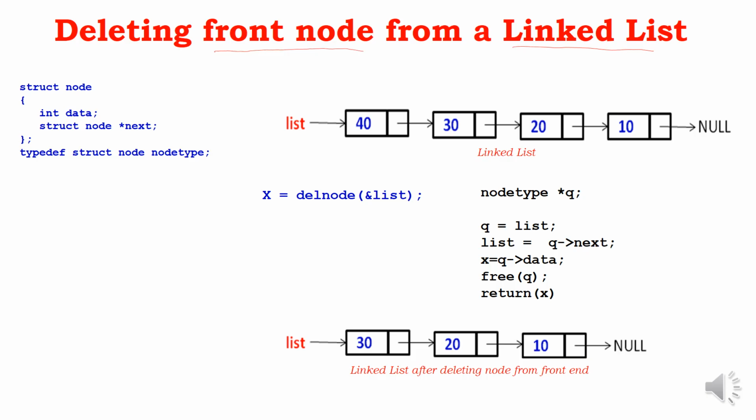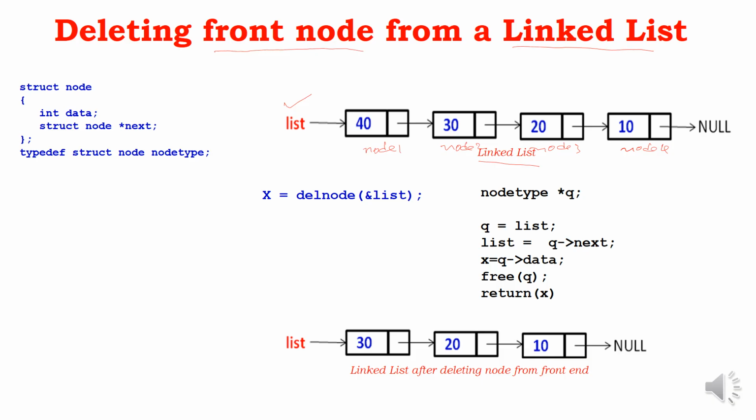So here there are four nodes: node 1, node 2, node 3, node 4. They are arranged as a linked list. The name of the linked list is a pointer which is pointing to the first node of the linked list. So now list is a linked list which has four nodes.